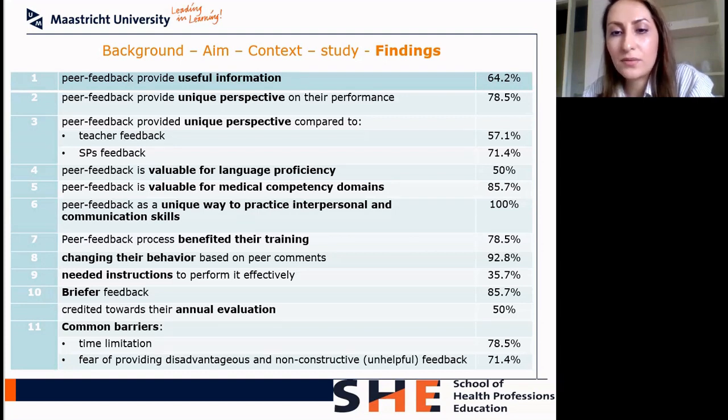And some students thought that they need some instructions to perform it effectively, and briefer feedback and credit towards their annual evaluation would encourage them to provide feedback for their peers. And some common barriers like time limitation and fear of providing disadvantageous and unhelpful feedback they mentioned.